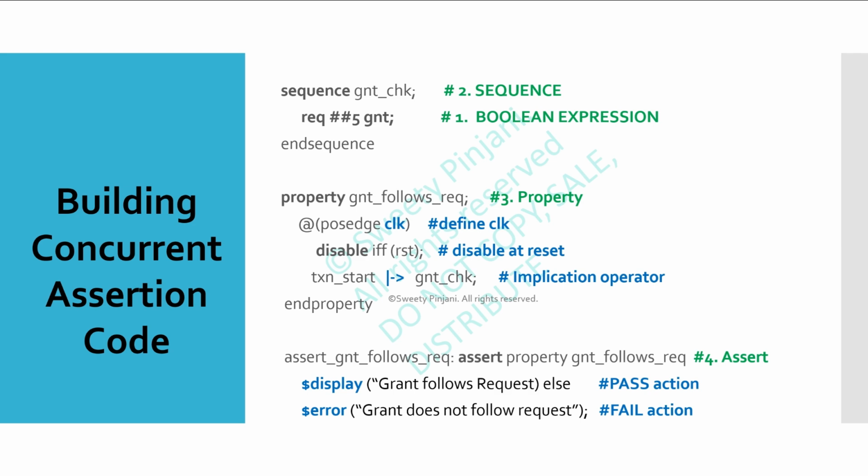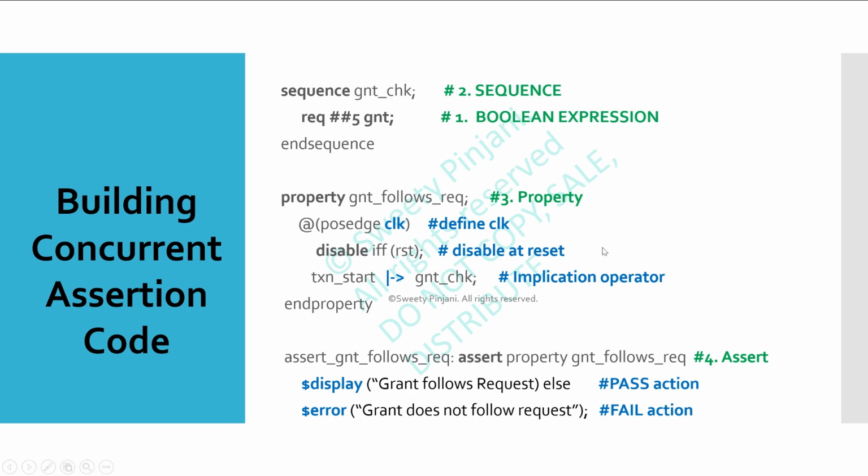If you see, this is the triggering condition of your sequence. When the transaction start is present, that is when you are triggering your sequence grant check, and this is the operator called the implication operator, which says if this particular condition, transaction start, is present, then you have to do this check. We are going to see the implication operator in detail. For now, just remember this code means whenever transaction start is there, I am checking that this particular sequence grant check holds true.